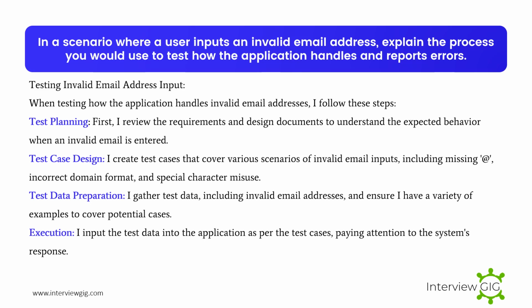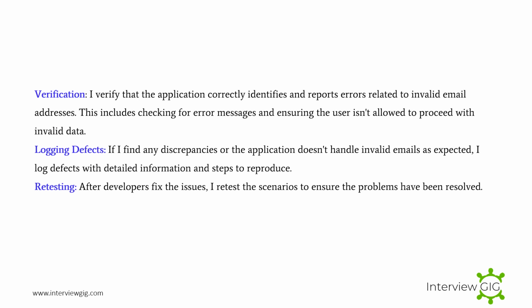Test data preparation. I gather test data, including invalid email addresses, and ensure I have a variety of examples to cover potential cases. Execution. I input the test data into the application as per the test cases, paying attention to the system's response. Verification. I verify that the application correctly identifies and reports errors related to invalid email addresses. This includes checking for error messages and ensuring the user isn't allowed to proceed with invalid data. Logging defects. If I find any discrepancies or the application doesn't handle invalid emails as expected, I log defects with detailed information and steps to reproduce. Retesting. After developers fix the issues, I retest the scenarios to ensure the problems have been resolved.